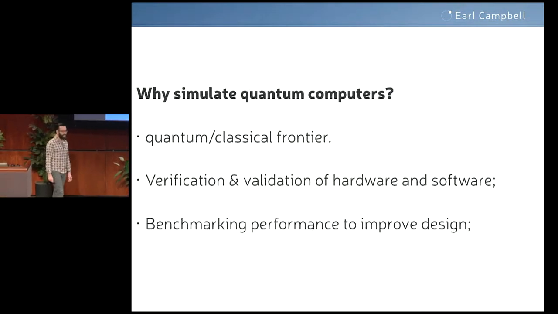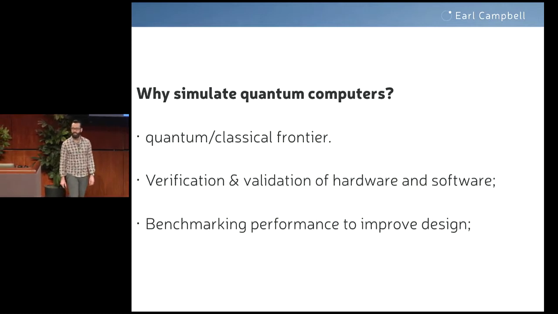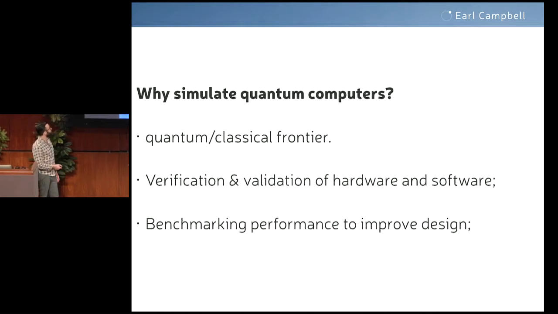But we haven't really done that if we haven't also done a thorough job in thinking about what the best possible classical algorithms are that we could come up with. So that's what this talk is about. But also there are other uses for quantum simulation methods. So verifying and validating that hardware and software do what you think they do, because bugs do crop up in software and also hardware. So you need some way of checking or double checking that what you've got is correct. And then also this question of benchmarking performance to improve design.